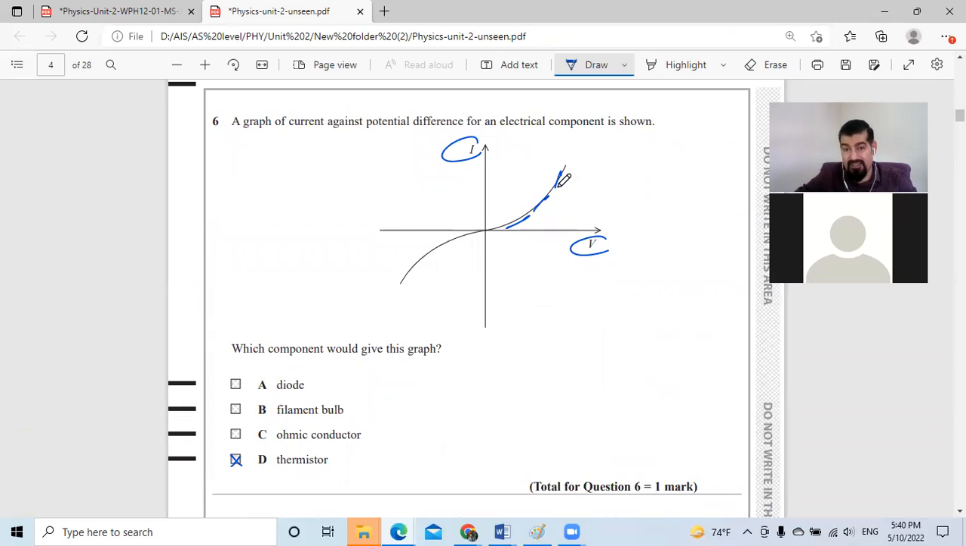The resistance here decreases. The gradient increases, but we switch the axes. So the answer here, question number 6, is thermistor. If we switch current with voltage, and it will be like this way, it will be filament lamp. It will be B. The diode is not like this. The diode has no current, and then suddenly it goes like this. But this is not a diode.